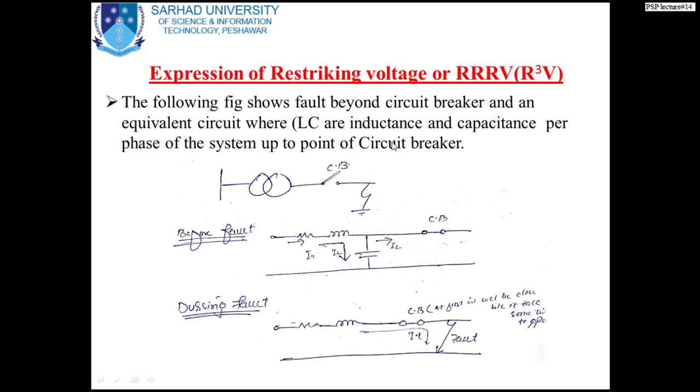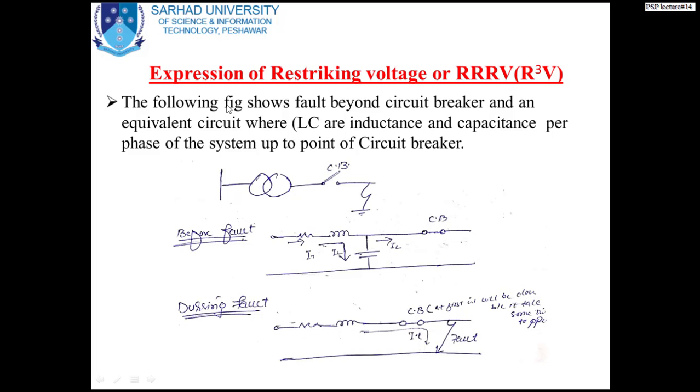So the circuit breaker must be prepared to deal with such high voltages so that restriking may not occur and the current may not continue. If it continues, then we will have another half cycle, that is 0.01 second.